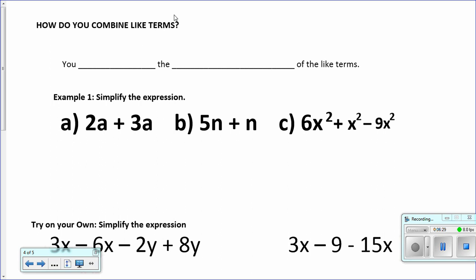How do you combine like terms? Well, all you have to do is add the coefficients of the like terms. Remember, a coefficient is a number being multiplied with the variable. So it's a number hanging out in front. Okay? So, example 1. Simplify the expression.